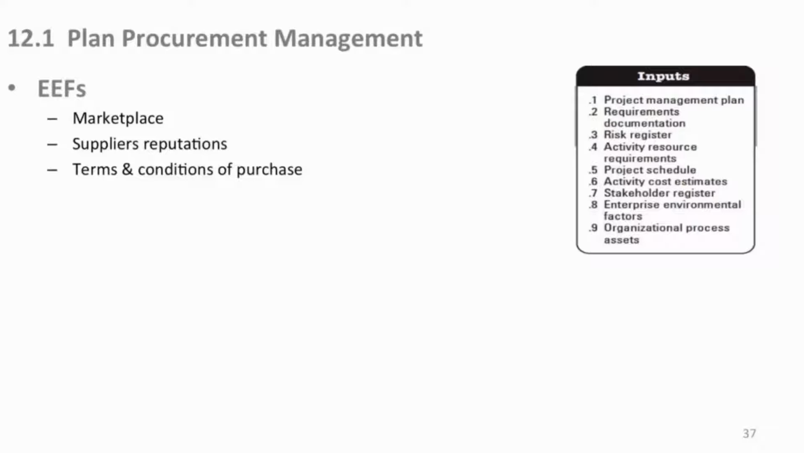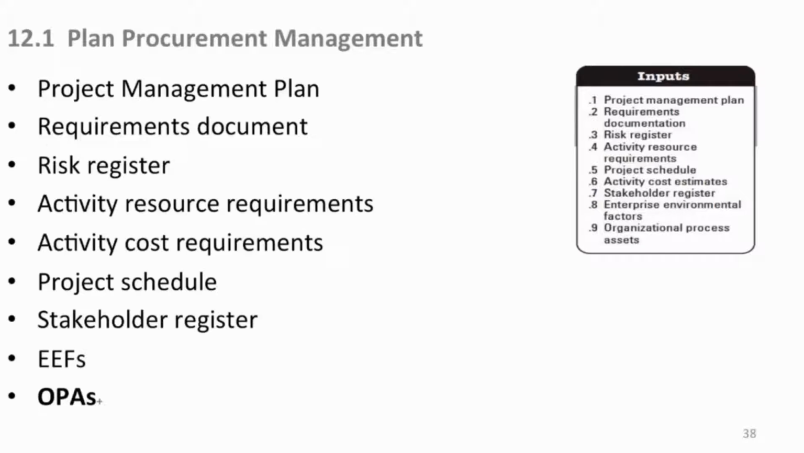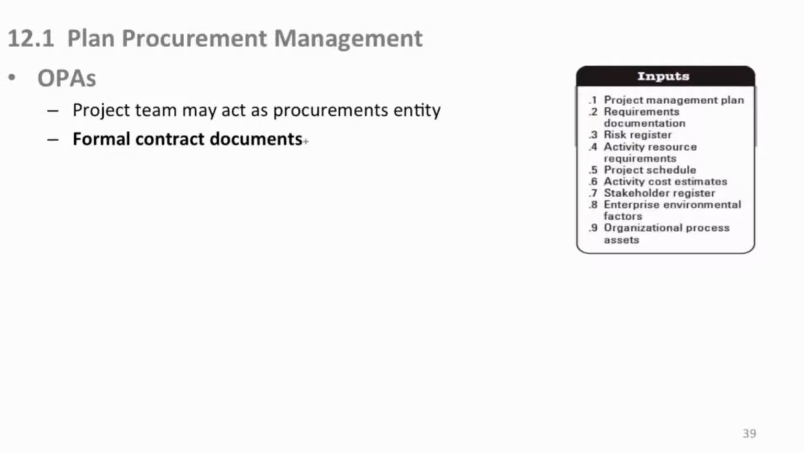And I mentioned supplier reputations and the terms and conditions of purchase. Again, we don't have any control over those, but we may be able to negotiate what we need from the supplier there. And our internal, or organizational process assets.